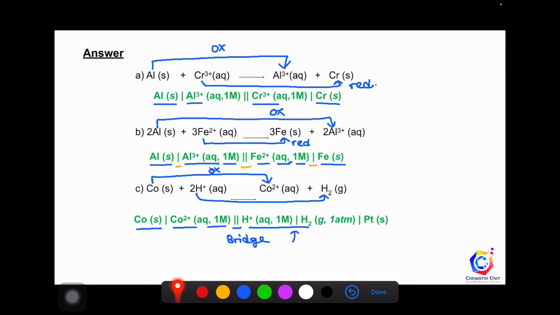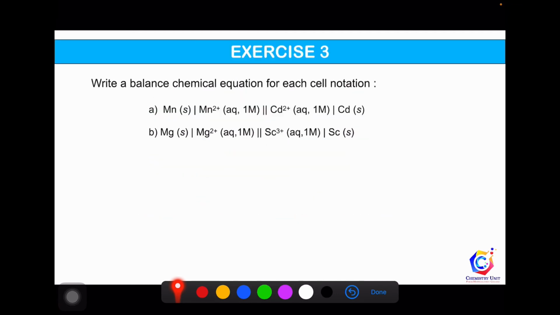Now, let's go on to the next question. Exercise 3. Write a balanced chemical equation for each cell notation. In order to write a balanced chemical equation, we require the half equation at anode, the half equation at cathode, and combining these two together would give us the overall chemical equation.